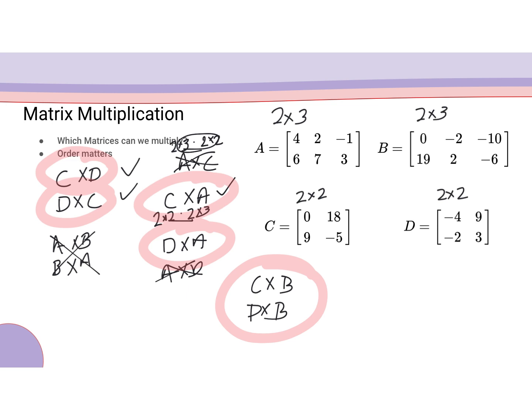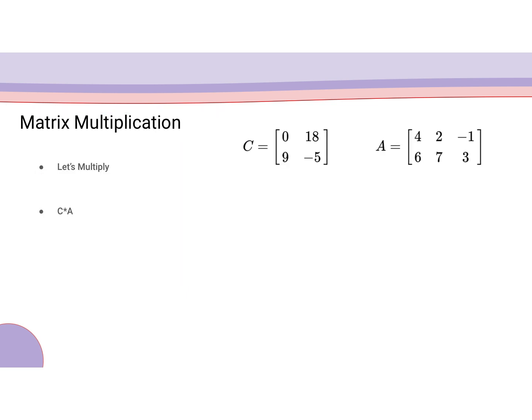Let's actually see how we do it. So let's do this operation. I'm going to write it out. I'm going to use a lot of different colors here, because the first time you see this, it may be very helpful to see it with a lot of colors. So here's the C matrix times the A matrix, 4, 2, negative 1, 6, 7, 3.